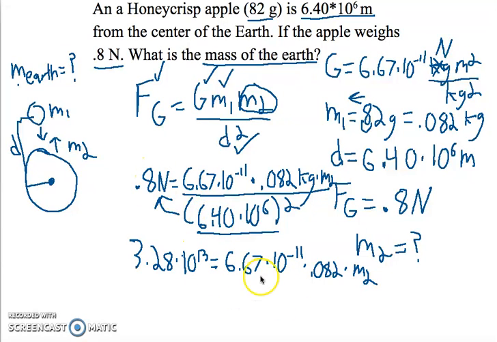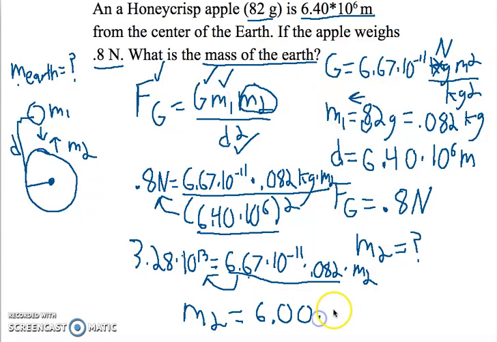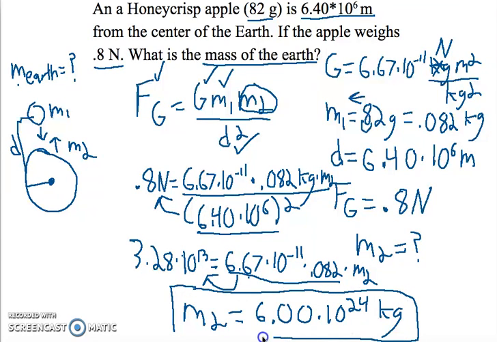And then this last line here, we really just have to divide both sides by the numbers that are on the right. So we're going to divide 3.28 times 10 to the 13th by these two numbers. And when we do that out, we'll solve for the mass 2, which is the mass of the Earth. And it's 6.00 times 10 to the 24th kilograms, which is actually pretty close to what the actual mass of the Earth is. So we're not that far off.